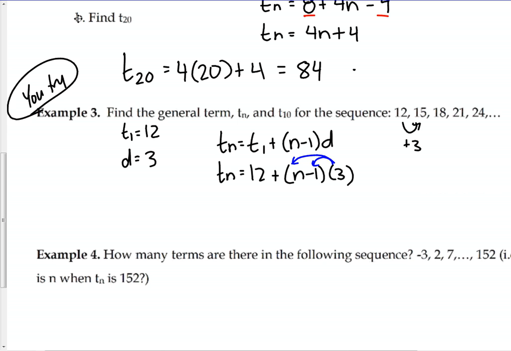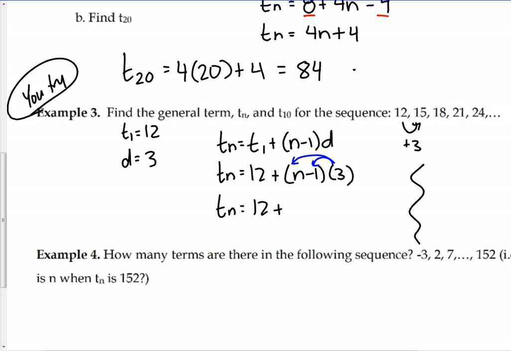So preferably, we use the distributive law and simplify this. 12 plus... Don't forget to multiply both of them by the common difference. Where you need to be careful is if your common difference is negative, that affects the sign, right?